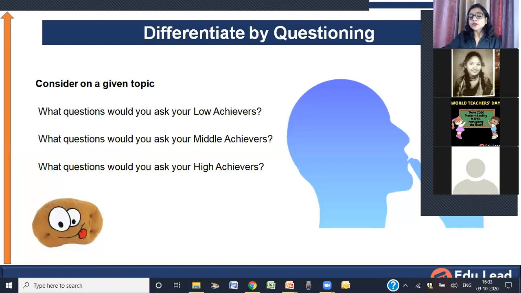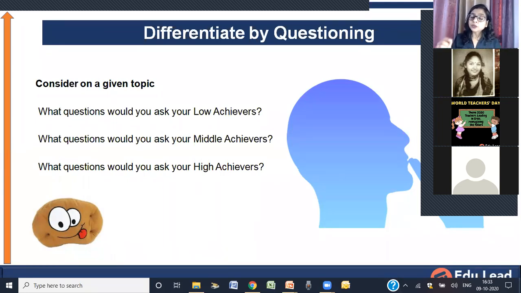Now what you can do is bounce this question to a middle achiever or a high achiever and raise the level of the question to the application or the analysis level, right? So this is another way that you can go on and do the questioning. So your questions will depend upon the ability of the students. And this is very scientific.